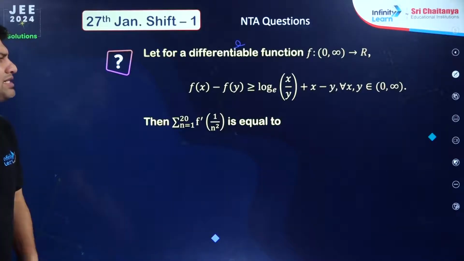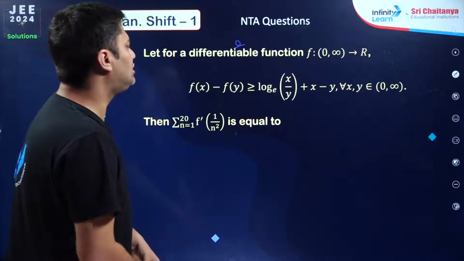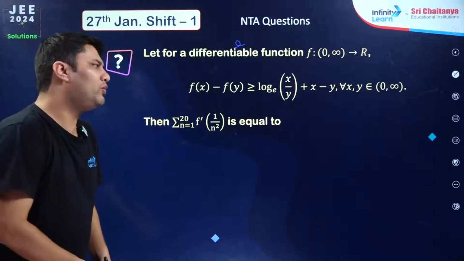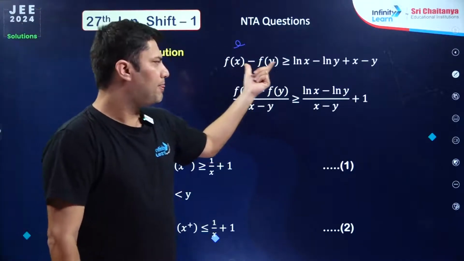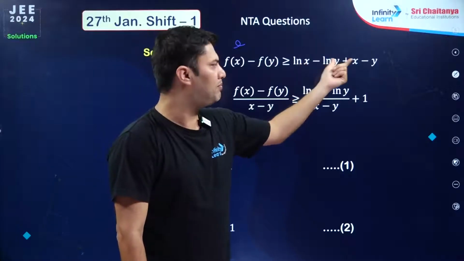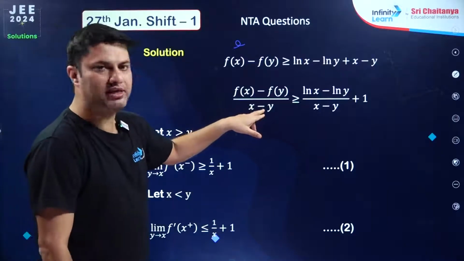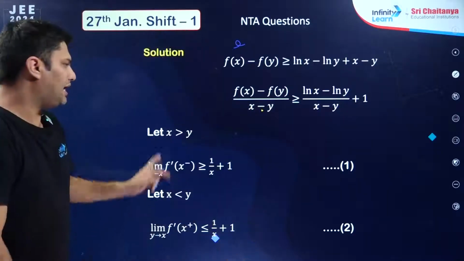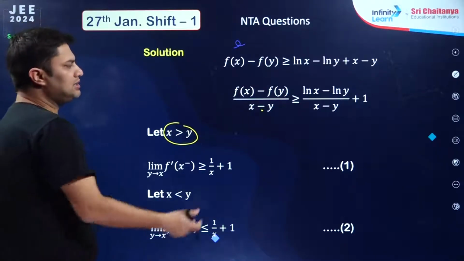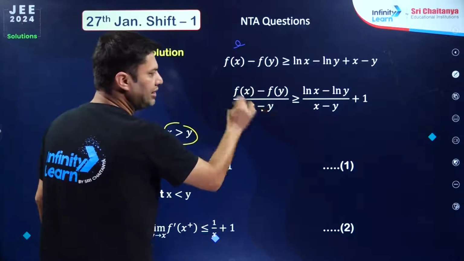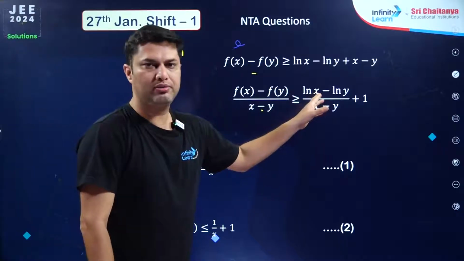Simple problem. f(x) minus f(y) is greater than or equal to ln(x/y) plus x minus y for all x, y belonging to (0, infinity). Now what we have done in this problem is basically this: f(x) minus f(y) is at least ln x minus ln y, which is ln(x/y), plus x minus y. We have divided by x minus y. So divide by x minus y, and we get divided by x minus y plus 1. Now assuming that x is greater than y, you can say that this is the derivative f dash, and f dash is greater than this value.